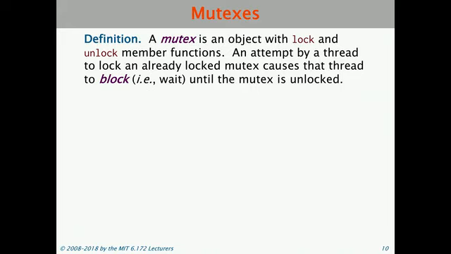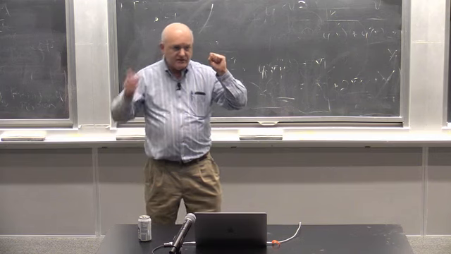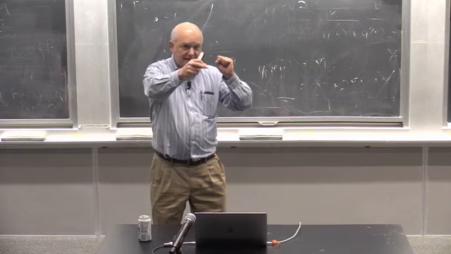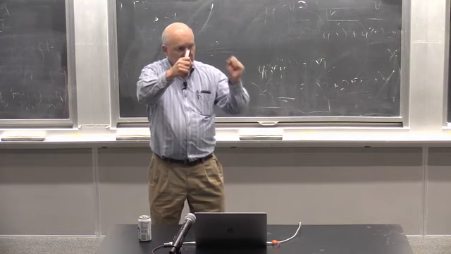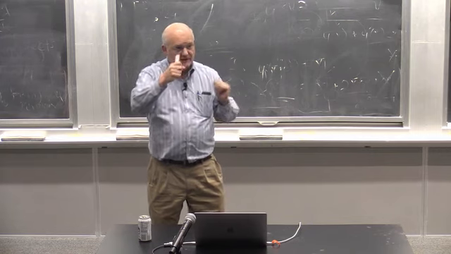So the standard solution to atomicity is to use what's called a mutex lock, or a mutual exclusion lock, okay? And it's basically an object with lock and unlock member functions. And an attempt by a thread to lock an already locked mutex causes the thread to block, okay? That is, wait until the mutex is unlocked. Okay, so if somebody grabs the lock, somebody else grabs the lock, and it's already taken, then they have to wait. And they sit there waiting until this guy says, yes, I'm going to release it.